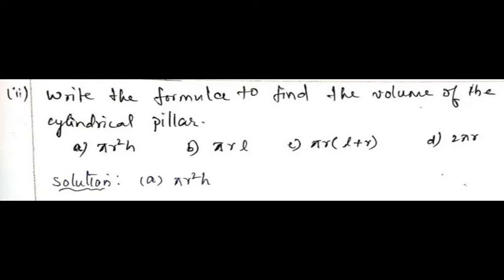Question number 2. Write the formula to find the volume of a cylindrical pillar. Pi r square h is the formula.